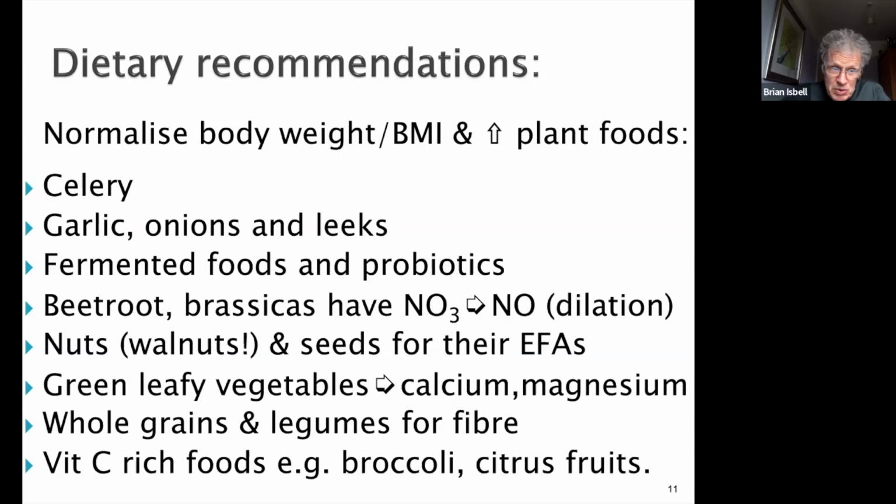Green leafy vegetables, whole grains, and vitamin C rich foods, citrus fruits, broccoli. So really what we call good diet advice. Changing the emphasis to plant foods has a benefit. There have been studies on veganism, on vegetarianism, and certainly not being exclusive and saying you don't eat meat, but obviously changing the focus of the diet can be beneficial for blood pressure.